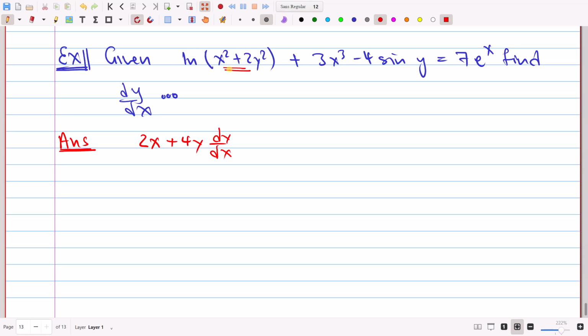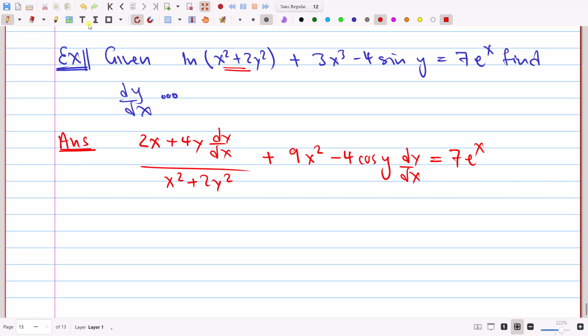Then since you are differentiating a natural log, the answer is always the derivative of the argument over the argument itself. So this is over this. Then plus, we differentiate 3x cubed, which will give us 9x squared. And then we differentiate sine y. When you differentiate sine y, you get cos, so you get minus 4 cos y. Since you differentiate a y variable, this is also multiplied by dy/dx, equals, differentiating the other side, you just get 7e to x, like that.